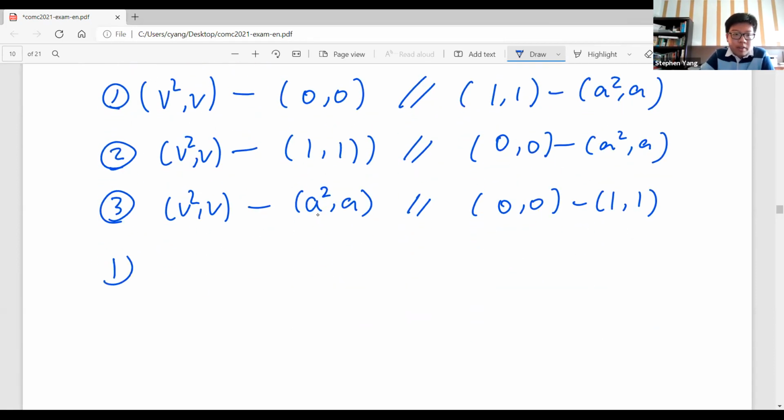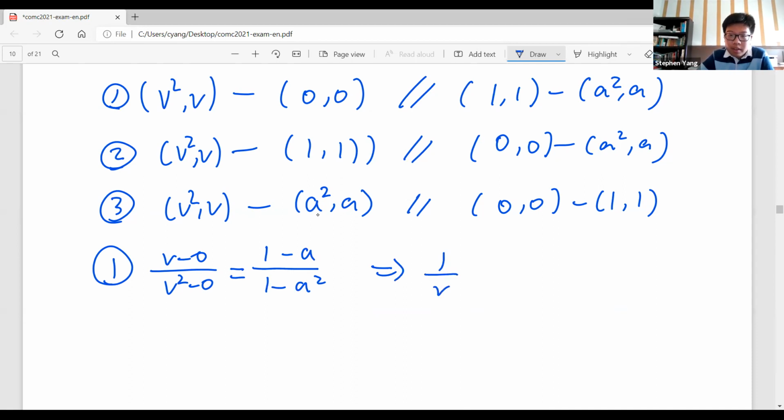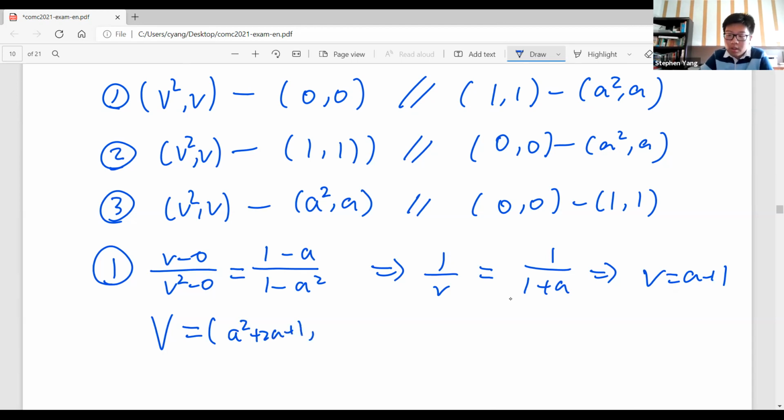Okay. So we look at the slope again. In the first case, we must have v minus 0 over v squared minus 0 is equal to 1 minus a over 1 minus a squared. So this will simplify into 1 over v is equal to 1 plus a over 1. So this tells you that v is equal to a plus 1. So in this case, the coordinate of v is, small v is equal to a plus 1, so the x coordinate is a squared plus 2a plus 1, and the y coordinate is a plus 1.